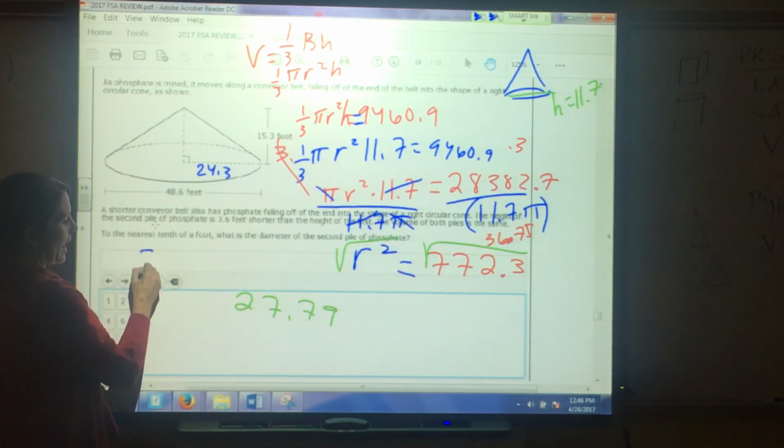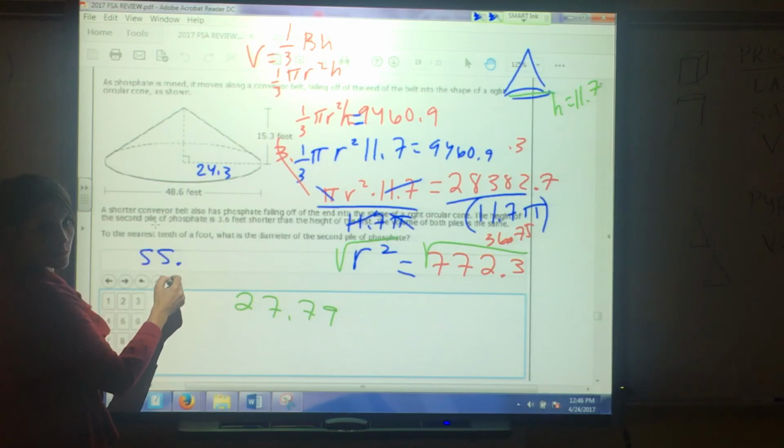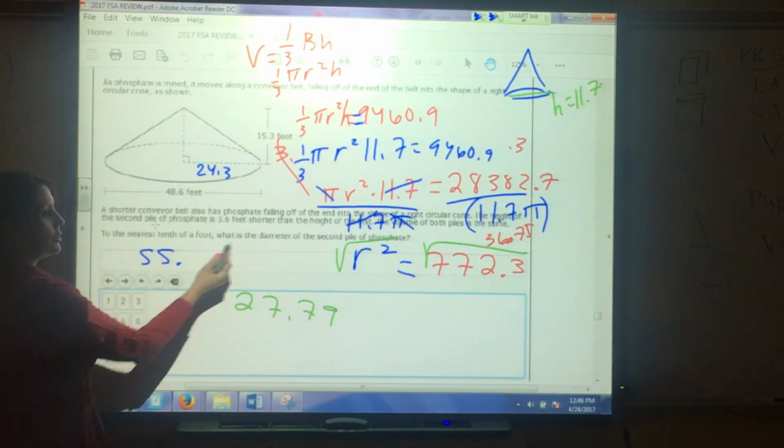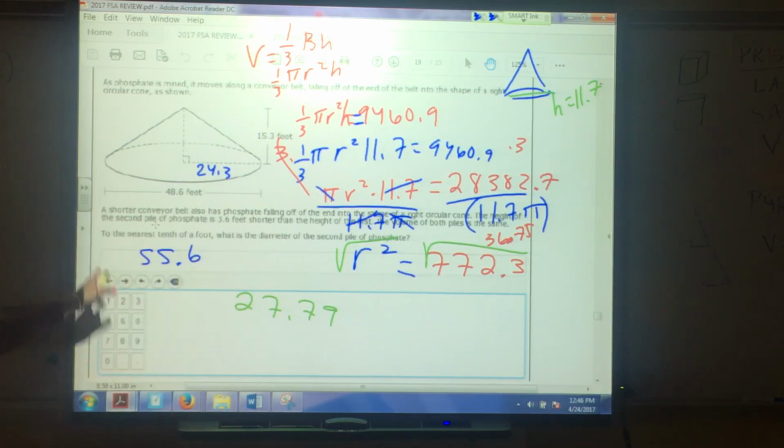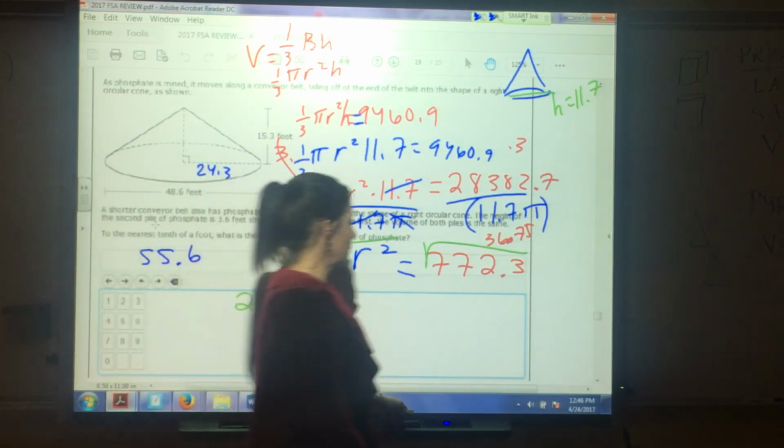It's going to be 5.58. So what do we round it to? 5.6. Good, because it says nearest tenth. So that's your answer. All right, good job, guys.